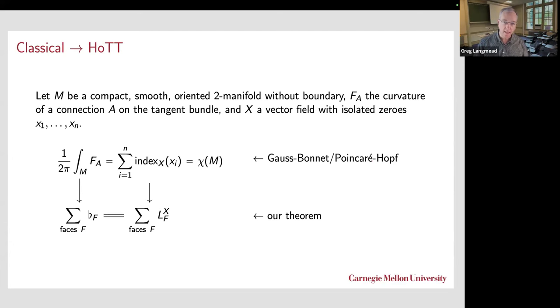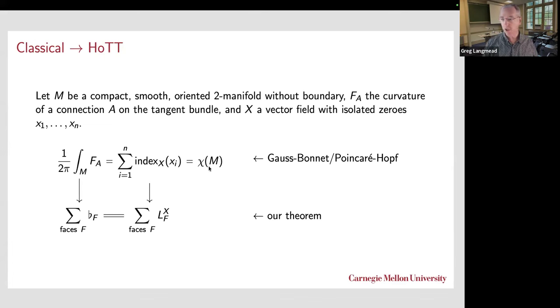So classically, we would say if M is a compact, smooth, oriented, two-dimensional manifold without boundary, we can put two different constructions on it. One would be a connection on the tangent bundle, and the curvature of that connection is called F_A. On the other hand, we can put a vector field on the manifold called X, and it'll have some zeros where it vanishes. And the theorems are, or you can package two theorems together into this one.